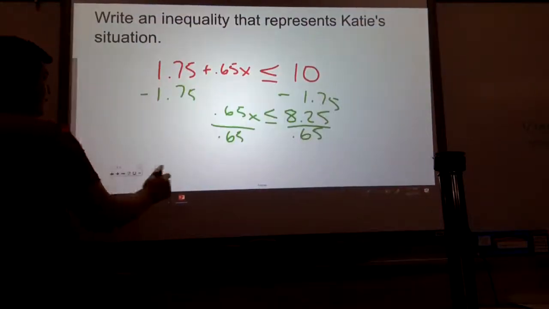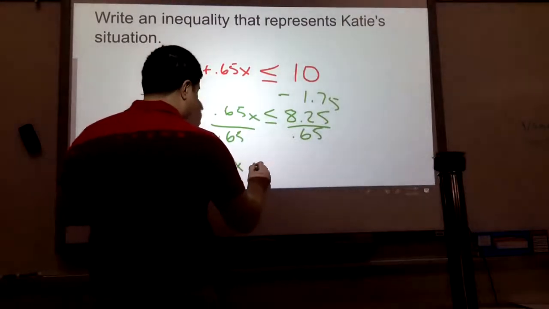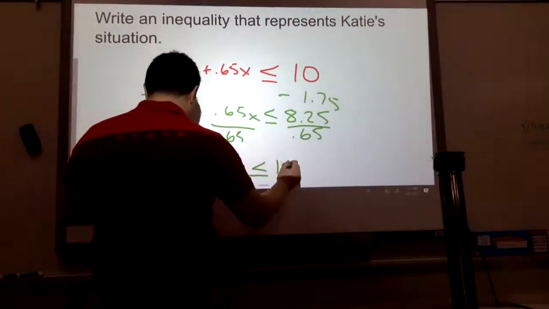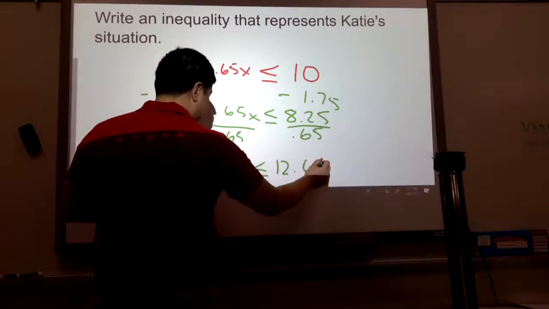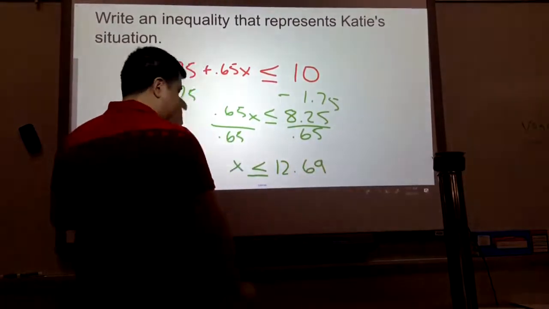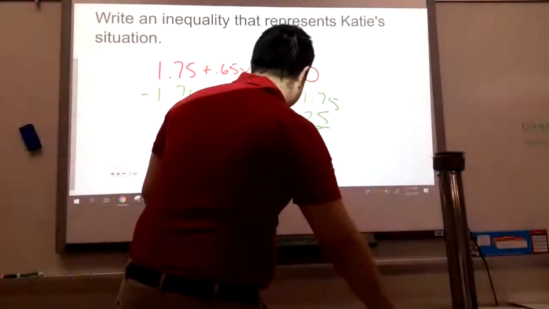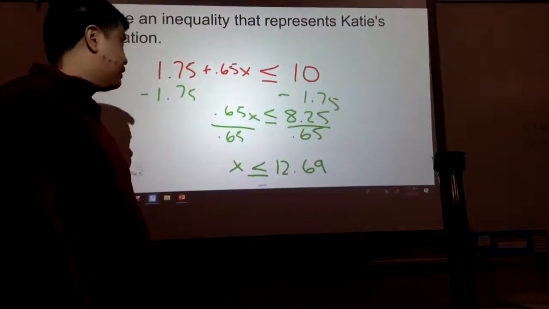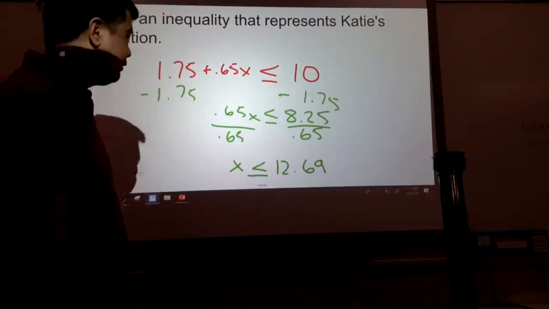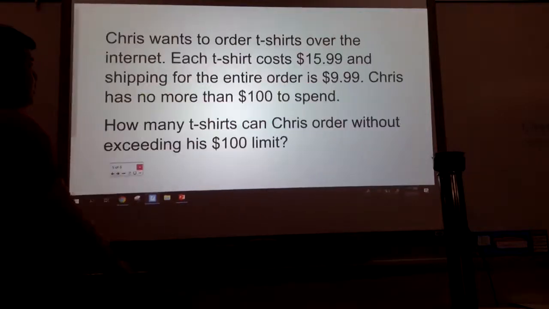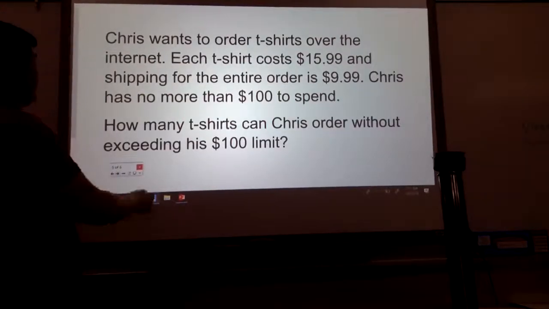We have x is less than or equal to 12.69, approximately rounded to the hundredths place. So you can only go about 12 miles, a little bit more than 12 miles on this taxi ride. Okay. So, we'll go another one.